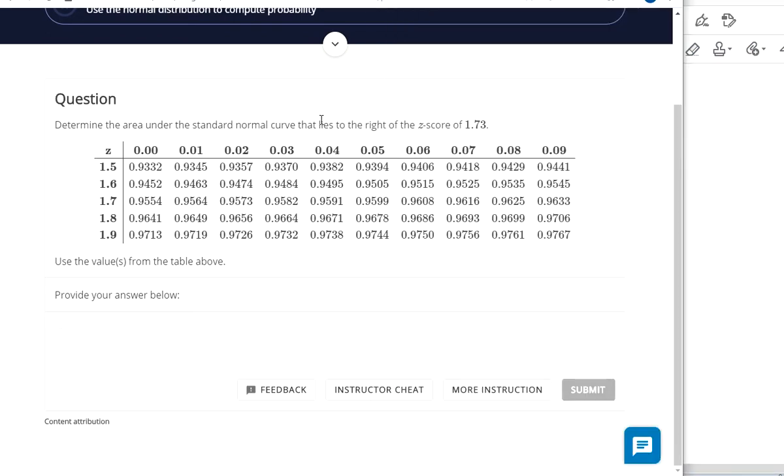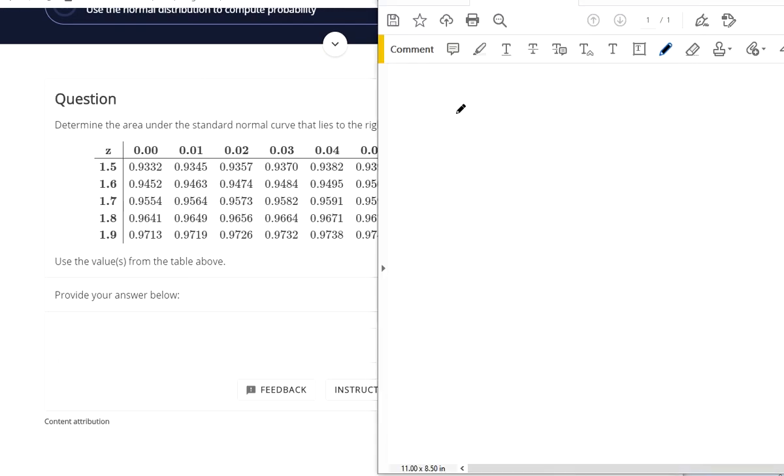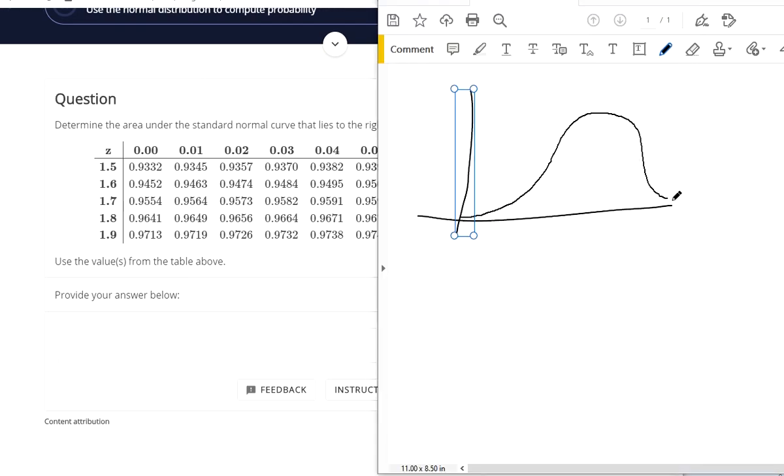Okay, we're supposed to determine the area under the standard normal curve that lies to the right of z equals 1.73. So here's z equals 0, here's 1.73. So the area to the right should be kind of small. Okay, and then something I didn't emphasize in that last video, the area under the entire normal distribution equals 1 because it adds up to 100%. It's all the possible options.